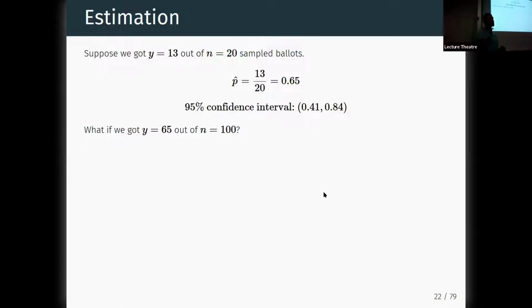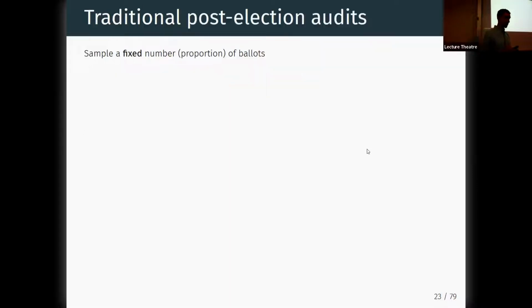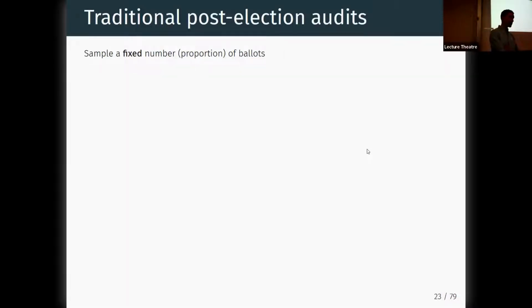But if we sampled more ballots, let's say we got 100, and we still got 65% in favor, now we're more certain. The evidence is actually stronger now, as conveyed by the new confidence interval, which is narrower, and now only includes values that are clearly showing that Albo has the majority of votes. So what we want is to be in this sort of situation where we can make a clear conclusion that it's above 0.5 in this case. So this is standard inference, and we're going to be doing something like this for our audit.